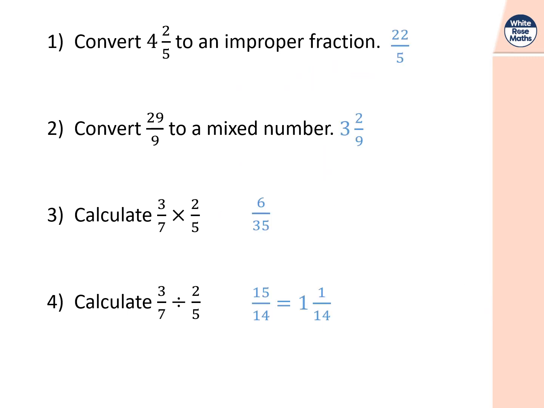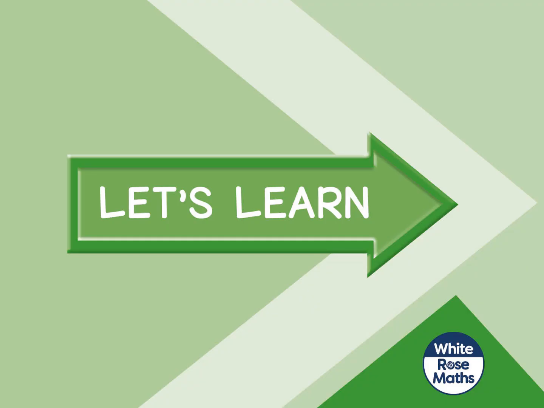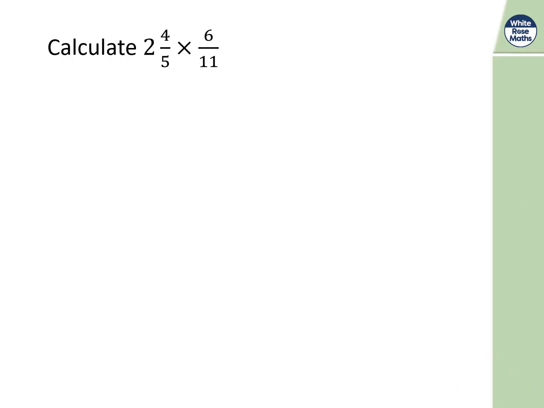Here are the White Rose Maths answers. So tick them if you got them right. Let's learn. White Rose Maths: calculate 2 and 4/5 times 6/11.